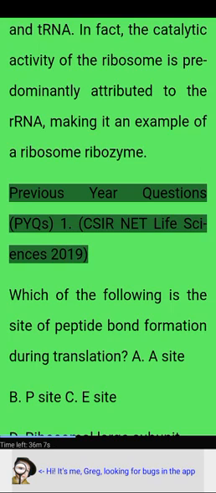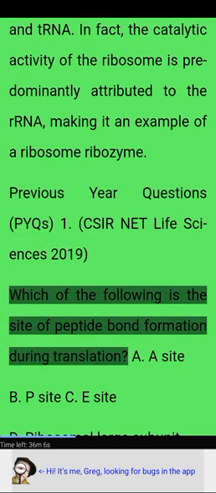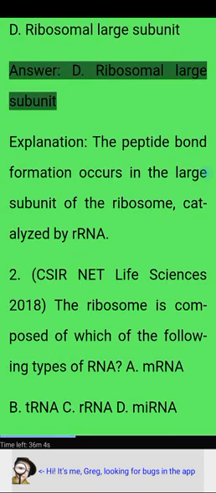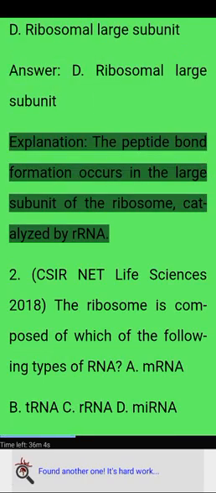Previous year questions, PYQs. 1. CSIR NET Life Sciences 2019. Which of the following is the site of peptide bond formation during translation? A. A site. B. P site. C. E site. D. Ribosomal large subunit. Answer: D, ribosomal large subunit. Explanation: the peptide bond formation occurs in the large subunit of the ribosome, catalyzed by rRNA.